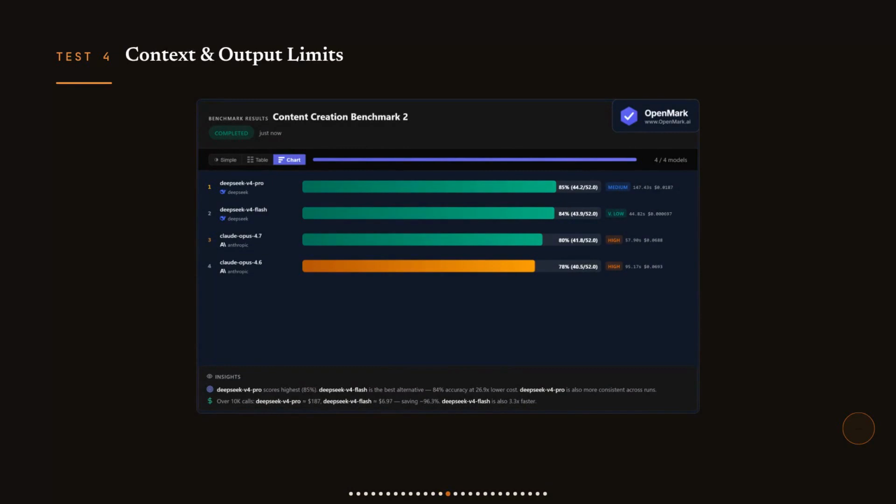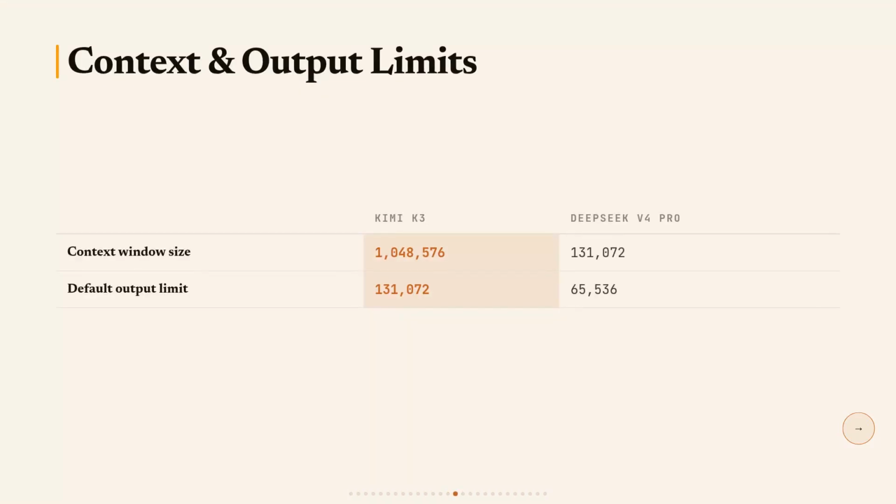You're reviewing a massive codebase, maybe 100,000 lines. You paste it in, and the model just cuts off mid-analysis because it ran out of room. The difference in context window size between these models puts them in a completely different category of capability. I checked the official docs, and here's what came back.